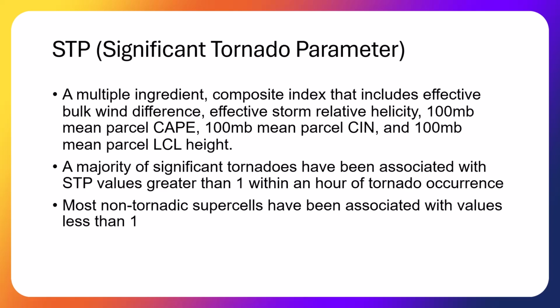It's very interesting to look at. It's very cool to look at, and it can be used to maybe back up your forecast, maybe to see if you're on the right track. Sometimes it's wrong. Sometimes models are just wrong in general, but it can be used as a good little baseline, not to solely base your forecast off of, but just to have a decent idea of what's going on. But a majority of significant tornadoes have been associated with a STP value greater than 1 within an hour of tornado occurrence.